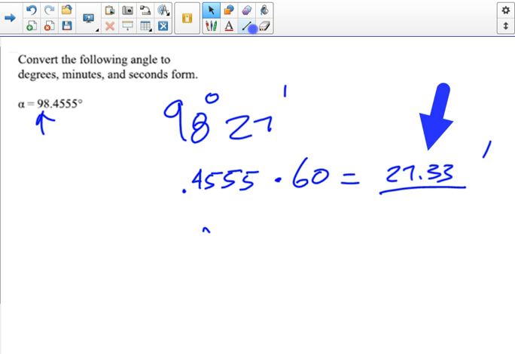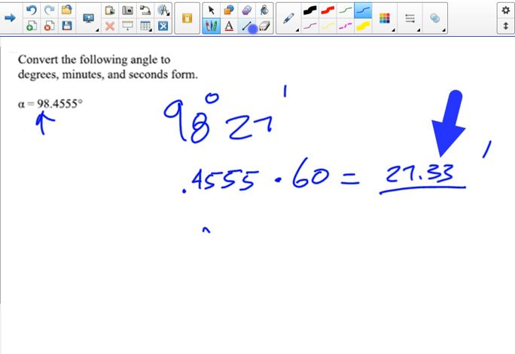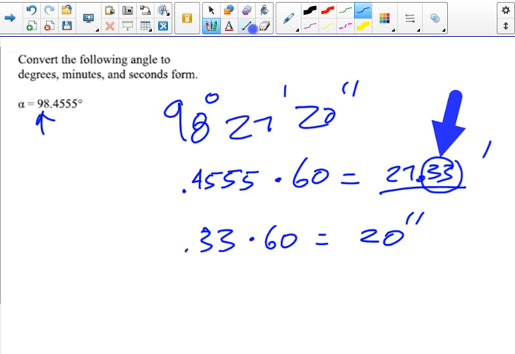So I look at this decimal. So that's why I'm going to write 0.33 times 60 again, because this is 60 seconds. Yes, because this 0.33 represents about a third of a minute, not of a degree. So that's why we want to use the 60 here. So about a third of 60 would be 20, I believe. So that would be 20 seconds. So just take the decimal part, multiply it by 60 until you get all three parts.